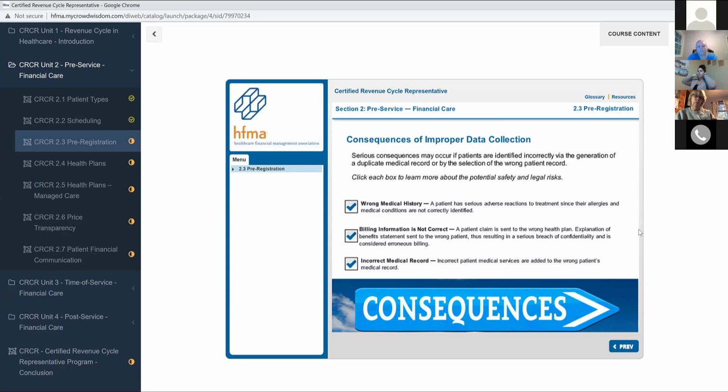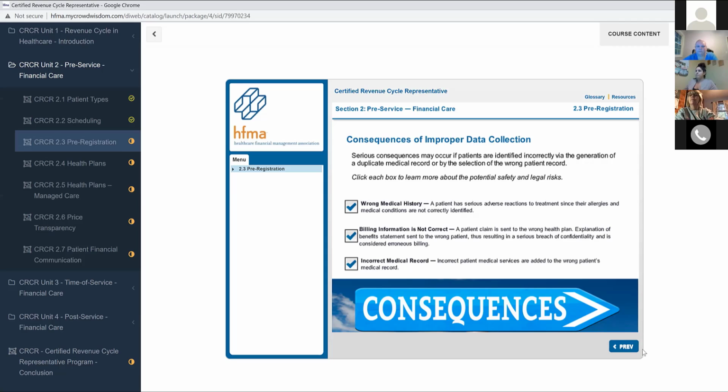And again, with the wrong medical history, I know we touched on this in the weeks prior, but if a patient has serious adverse reactions to a treatment for allergies, or something were to happen to the patient because you pulled up the wrong one, that's very, very serious. So we just always need to make sure we have the correct patient.